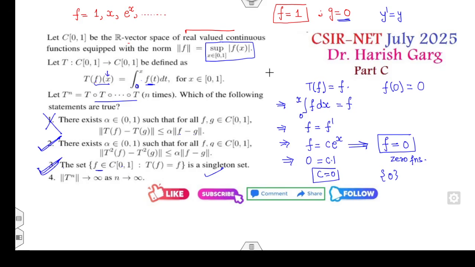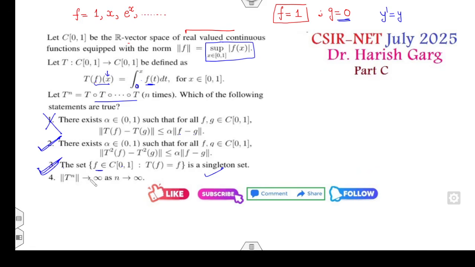Look at the last option, T of n, the norm of T n. Fine. So what is the value of T? If I choose again f as 1 for all x, so T of 1 is x. T square will be, if I substitute, the integration from 0 to x, which is x square by 2. Can you find that T cube? T cube, that is x square by 2, gives x cube divided by 6. So I can write 6 as 3 factorial and so on. So T n of 1 is x raised to power n over n factorial.